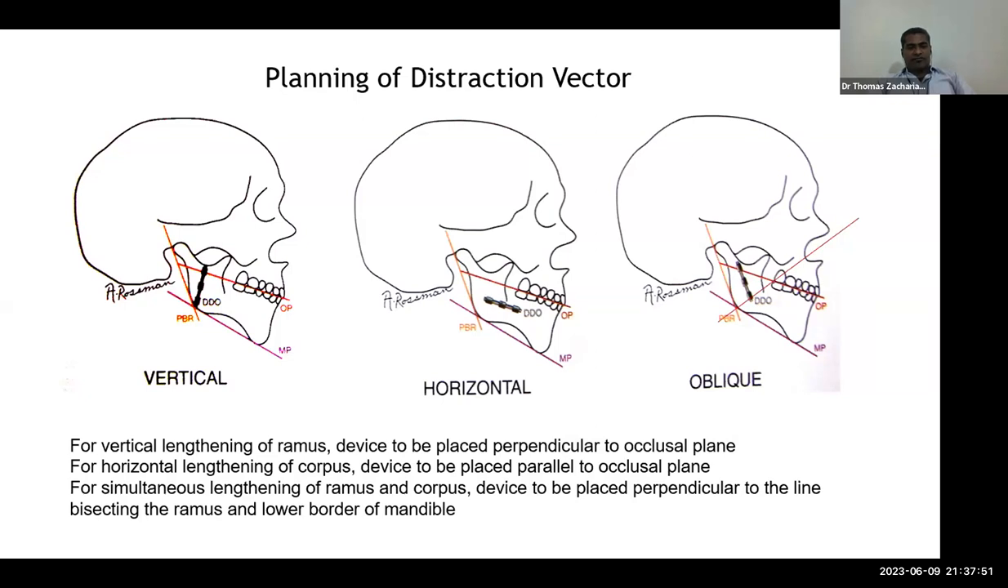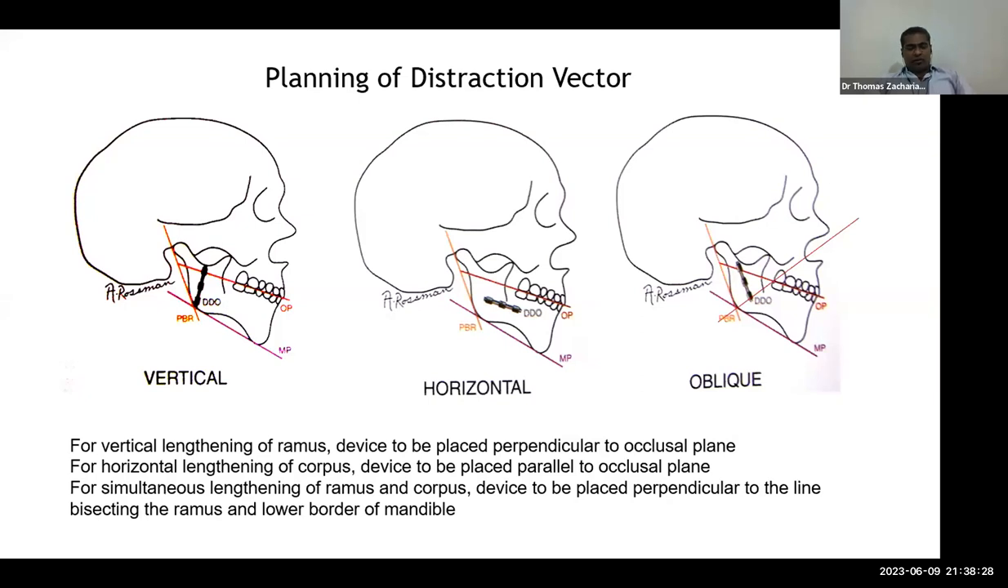For horizontal lengthening of the corpus, you place the device parallel to the occlusal plane, or you can keep it even parallel to the lower border of the mandible. In case you keep it parallel to the lower border of the mandible, there will be a slight anterior open bite. And for simultaneous lengthening of the corpus and the ramus, most of ankylosis cases, you need both ramus and corpus lengthening because there is a complete foreshortening of body and the ramus. That is where we ideally use biplanar distractors for lengthening of corpus and ramus.